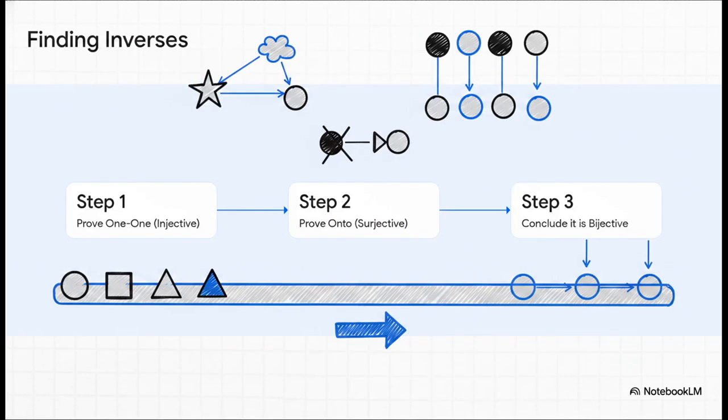But wait, what if we want to run that assembly line backward? Well, that's an inverse function. If you see a long answer board question asking you to prove an inverse exists, you want to execute this exact three-step procedure. Step 1, prove it's injective. Step 2, prove it's surjective. Step 3, conclude that because it's both, it is a bijective function. An inverse can only ever exist for strictly bijective functions. If two inputs go to one output, you just can't trace it backward. It's got to be a perfect one-to-one, fully mapped relationship.